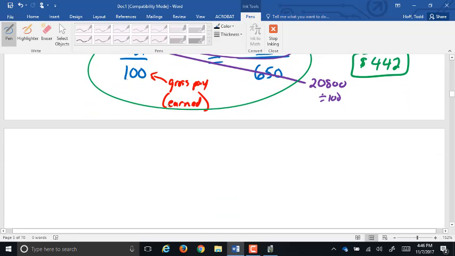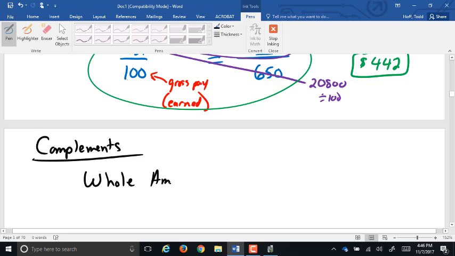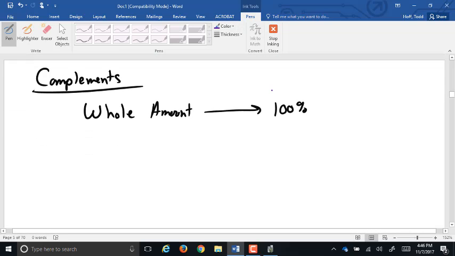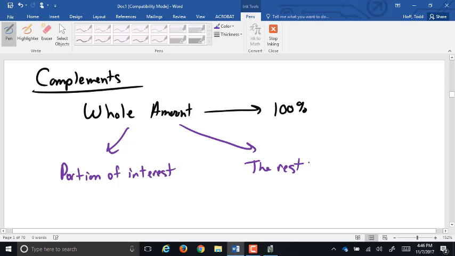This brings us to something. Oftentimes, there are multiple percents in a problem. There's something called complements. You don't necessarily need to know the word, but you need to understand what it means. The whole amount is 100%. That whole amount is going to get divided into two parts, a portion of interest and the rest, or everything else.